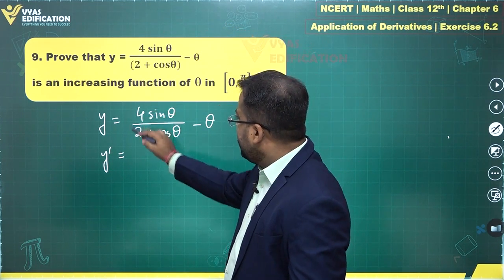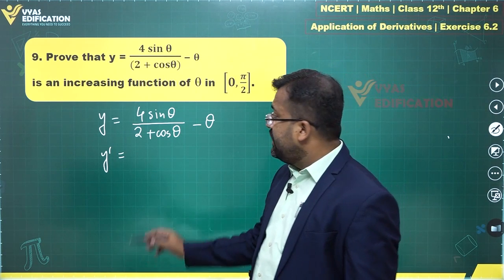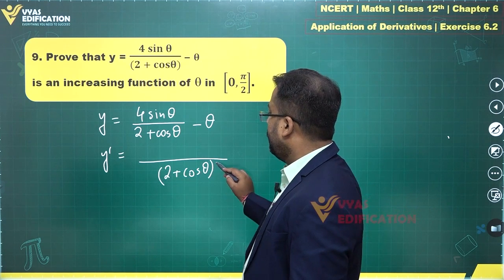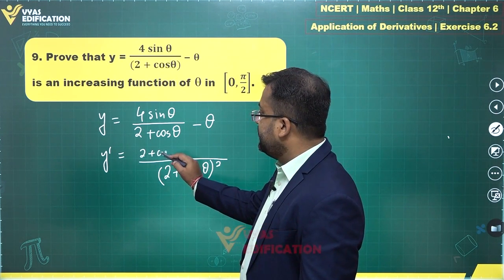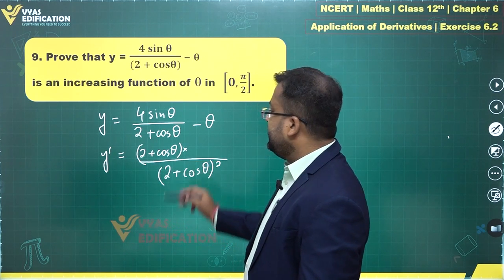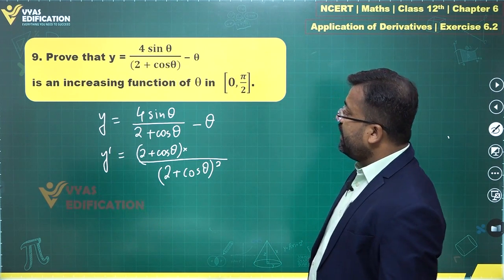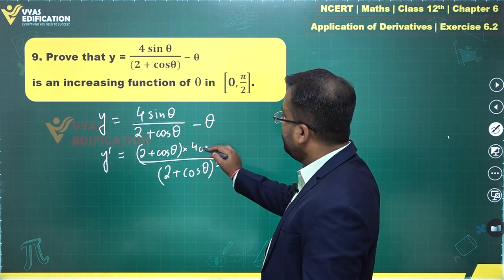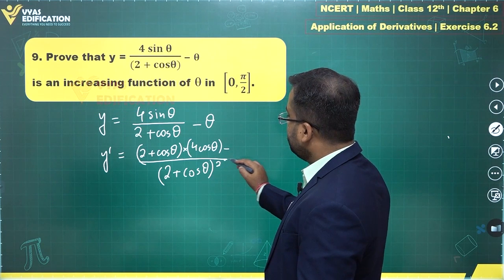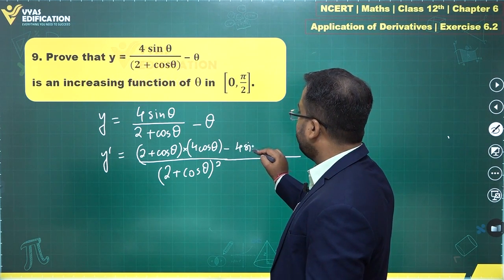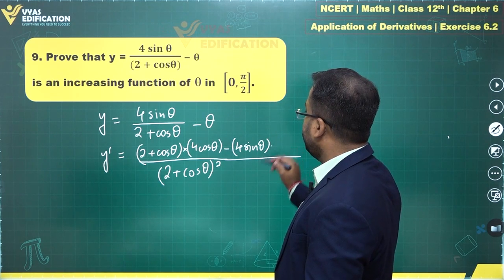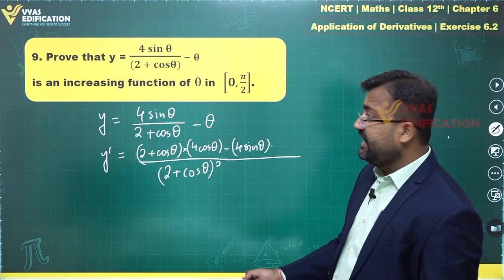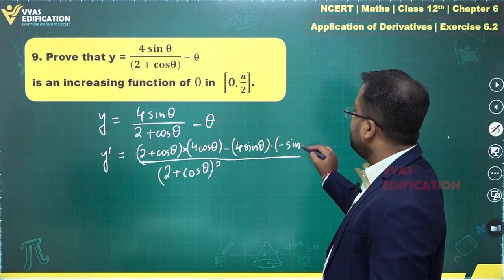Y prime will be, in this you have a quotient, right? So let's apply the quotient rule. You'll have the denominator squared in the denominator. In the numerator you'll have the denominator, 2 plus cos theta, times the derivative of the numerator. You have 4 sin theta, and its derivative will be 4 cos theta. Minus the numerator as it is, 4 sin theta, times the derivative of the denominator. The derivative of 2 plus cos theta will be 0 minus sin theta, so this is actually minus sin theta.